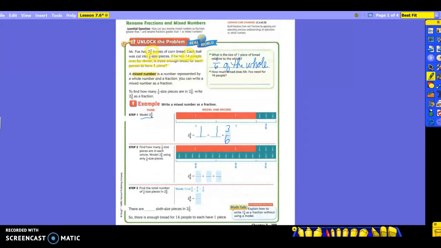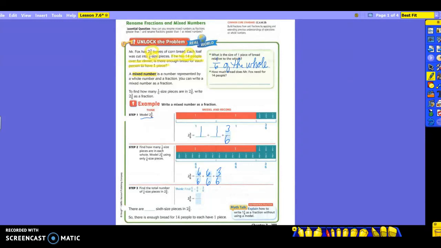Okay? Now it says find out how many 1/6 size pieces are in each whole. Okay, so how many 1/6 size pieces would be in a whole? 6, yes? So that's what's going to go here. And if you notice, they changed their model, and they wrote all of the 6s down here underneath the whole. So now we're going to model that 2 and 3/6 using only the 6 size pieces. So what's the other whole? 6 as well. And what do they have over here? Still have the 3/6 left over here, correct?